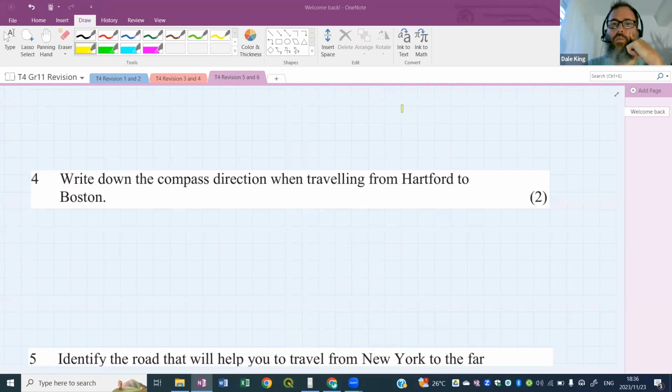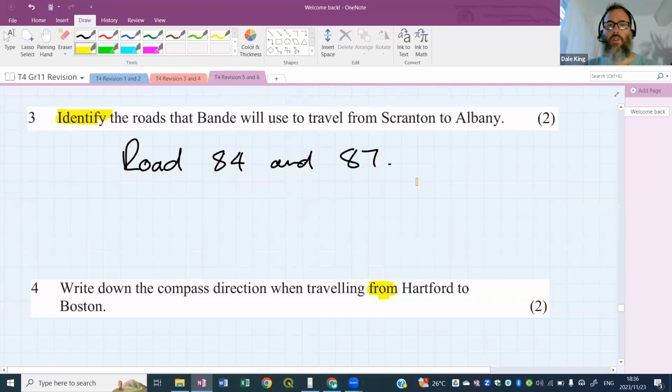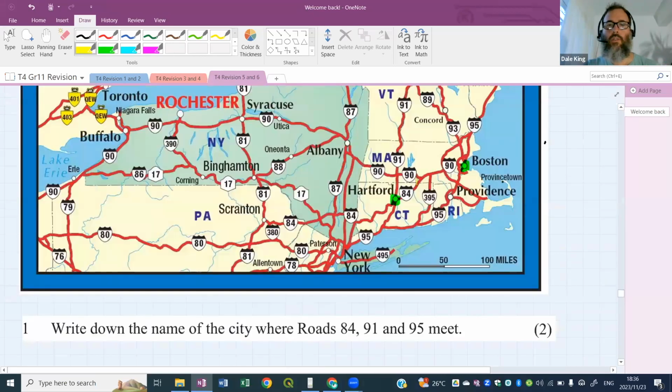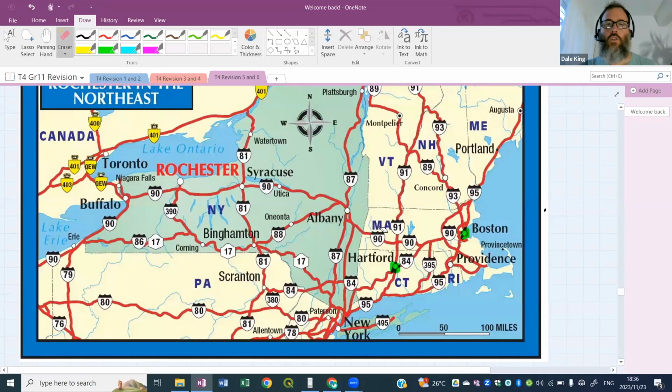Yes, you know it's Hartford. Why? Because of this word: from. That is the key. From Hartford. So the word from in front of that place means we've got to put our compass on Hartford. So you look for the word from.